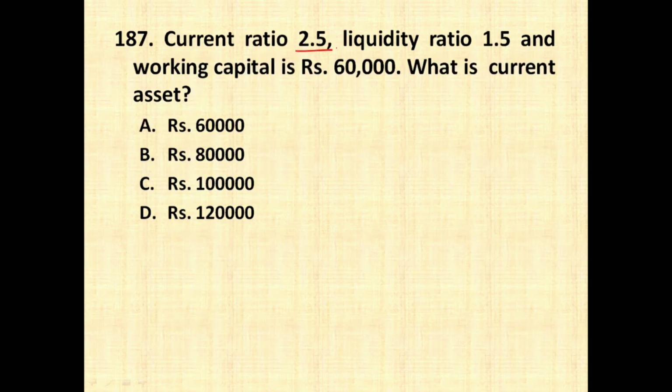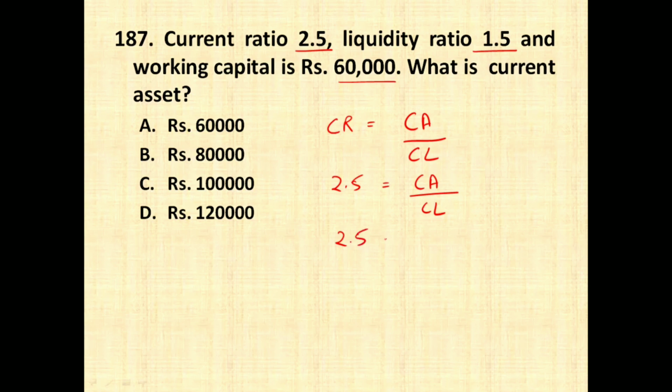Current ratio is 2.5, liquidity ratio is 1.5, working capital is rupees 60,000. What is the current asset? So always remember, current ratio is nothing but current asset divided by current liability. So whenever we say current ratio is 2.5 times, we have to assume that 2.5 is the current asset value and current liability value is going to be 1. Therefore, working capital is nothing but current asset minus current liability, that is 2.5 minus 1, 1.5.